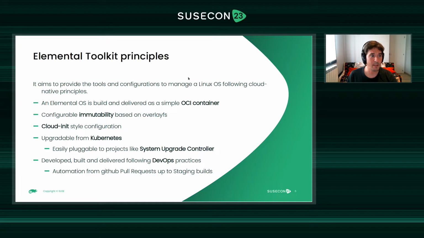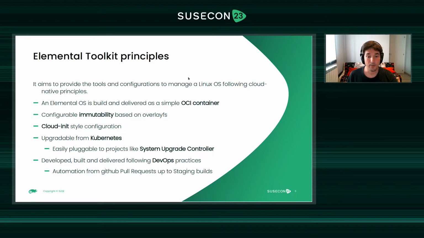So now I'd like to give an overview of the Elemental Toolkit principles. The Elemental Toolkit aims to provide the tools and the configurations to manage a Linux OS following cloud native principles. The very first thing we'd like to note is that an Elemental OS is built and delivered as a simple OCI container, a simple Docker container to some extent. That means there is a container containing the kernel, the initramfs, the drivers, and everything that an OS needs.